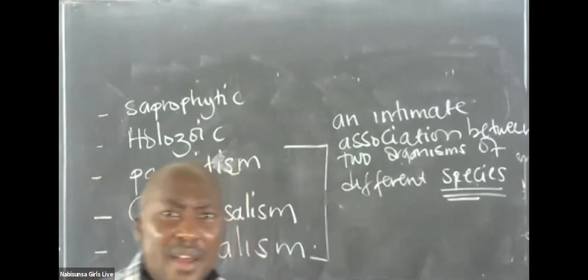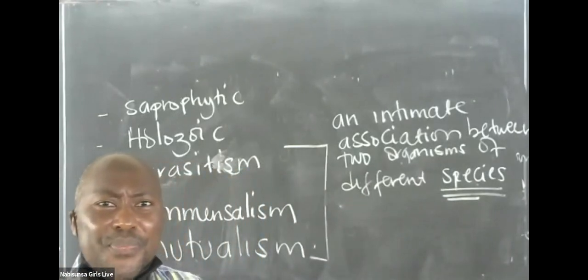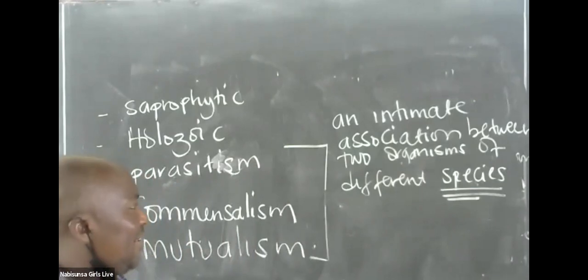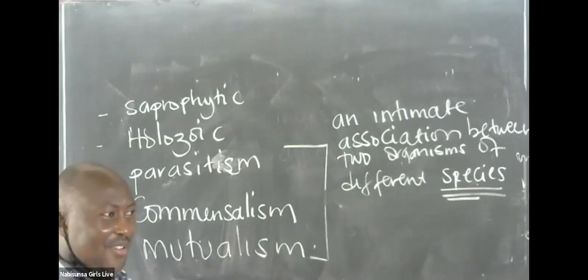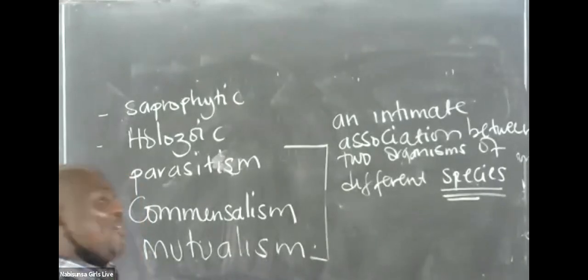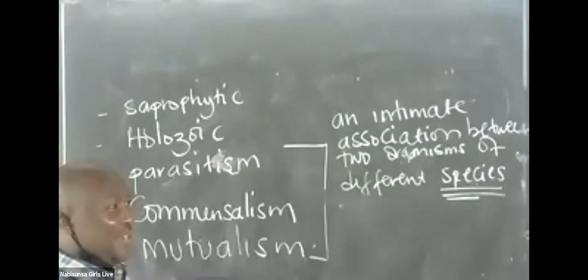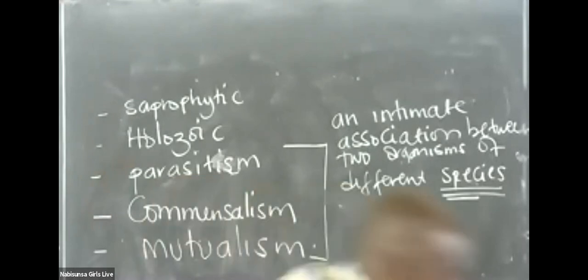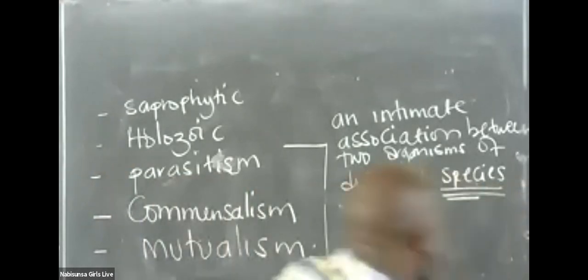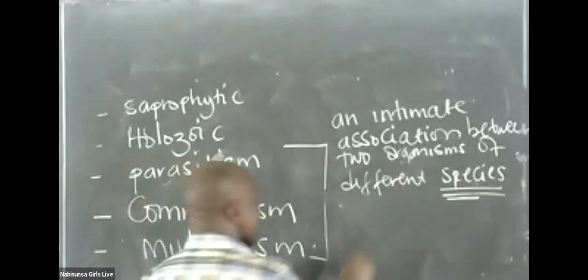I can see, Wilder, your hand is up. Teacher, a species is a group of organisms that interbreed to give birth to fertile offspring. We can't hear you. A species is a group of organisms that can interbreed.